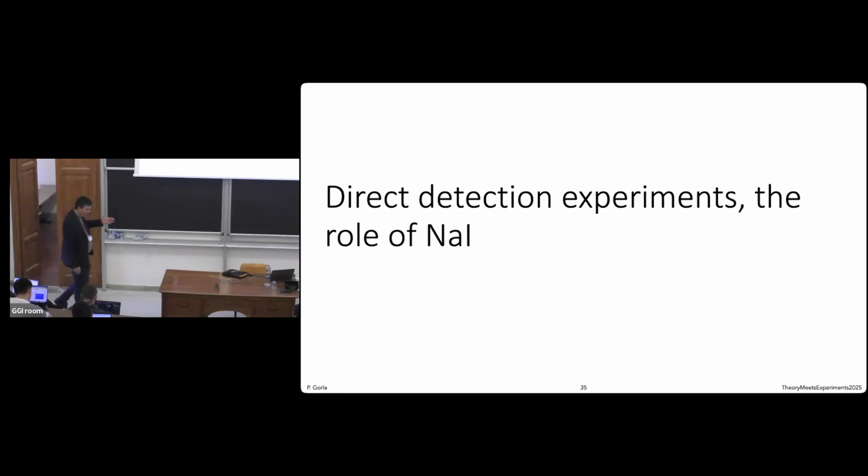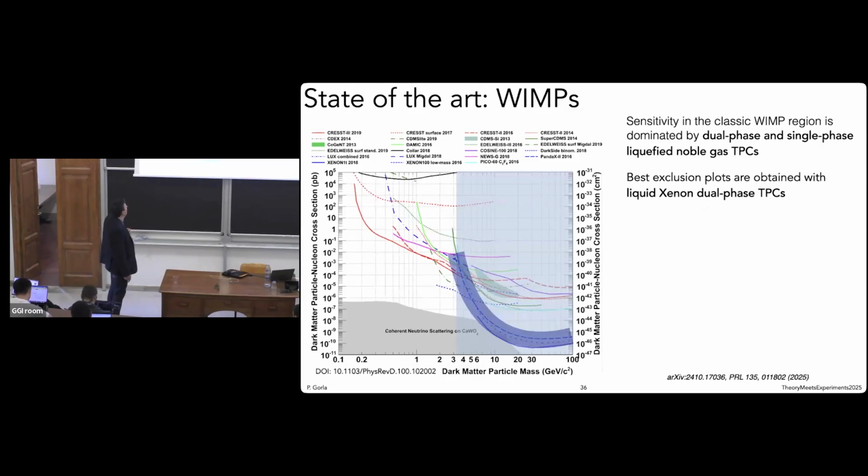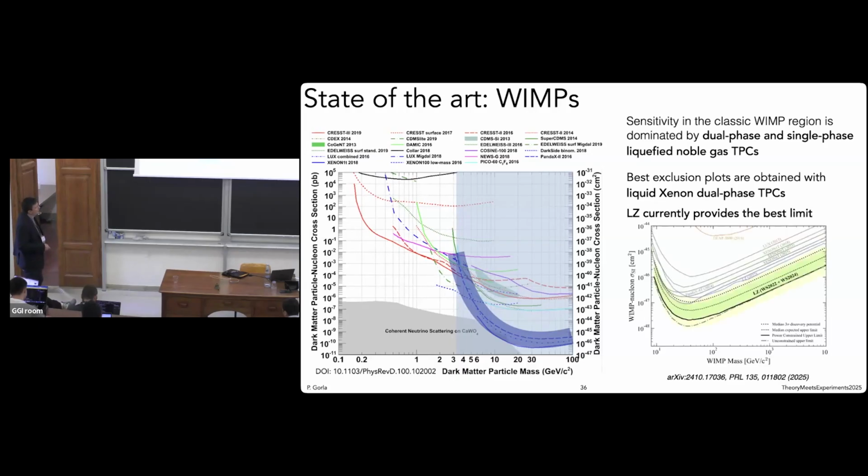So in the late 90s, well, okay, let's go one step at a time. This is the state of the art. You heard yesterday that the heavy dark matter sensitivity is dominated by dual-phase TPCs, and at present, the best sensitivity is obtained with xenon detectors, but a new generation of argon-based detectors is also coming to life, so it will be a fight between the two.